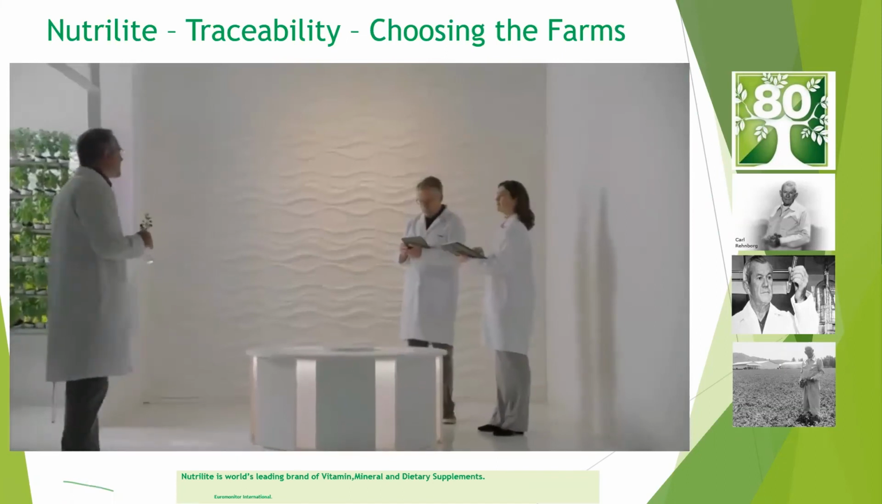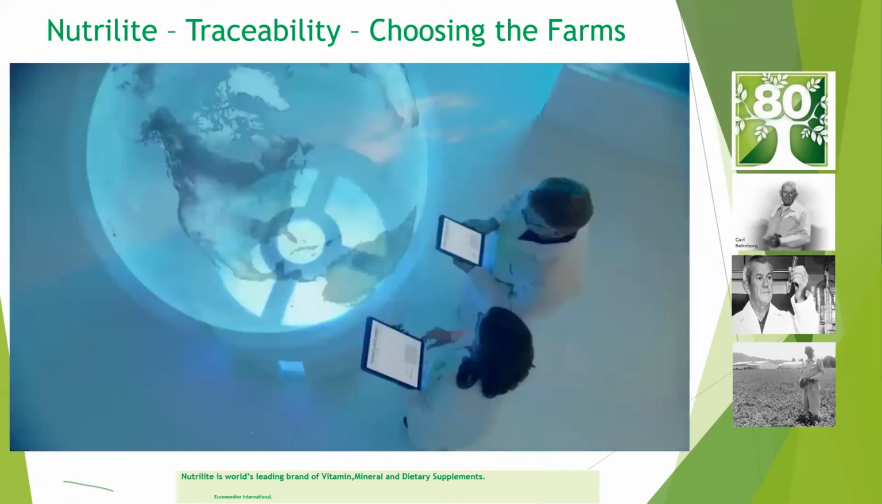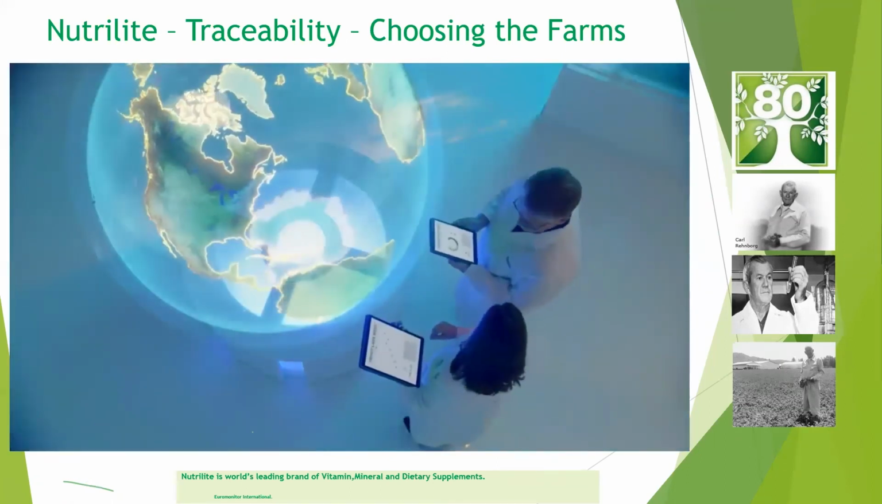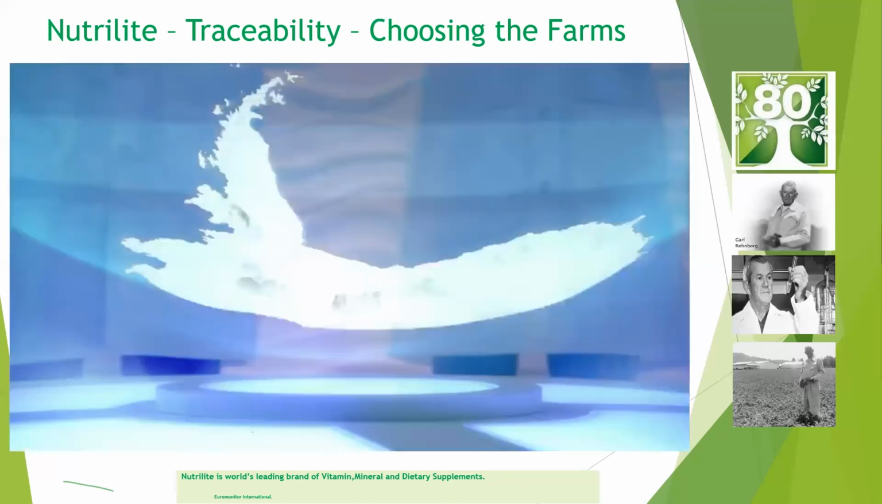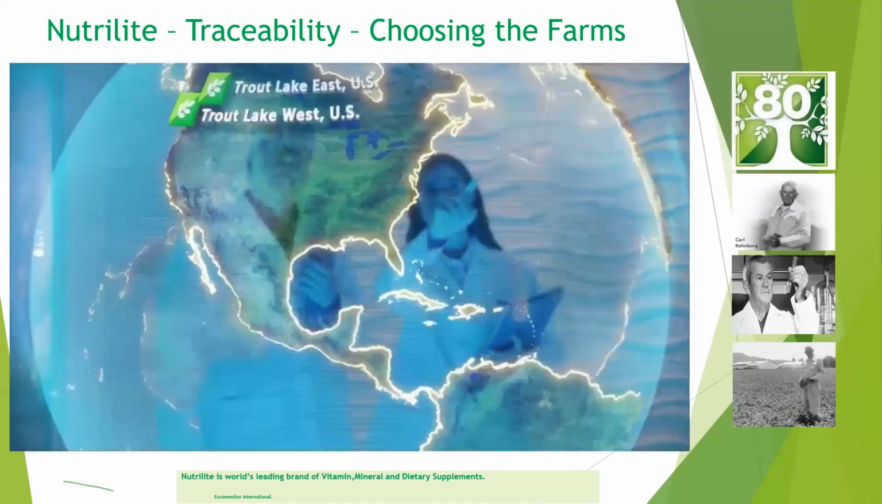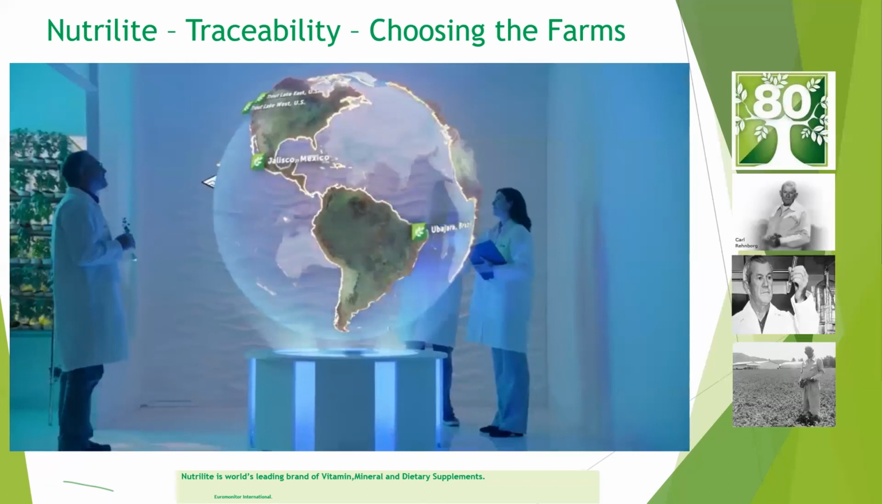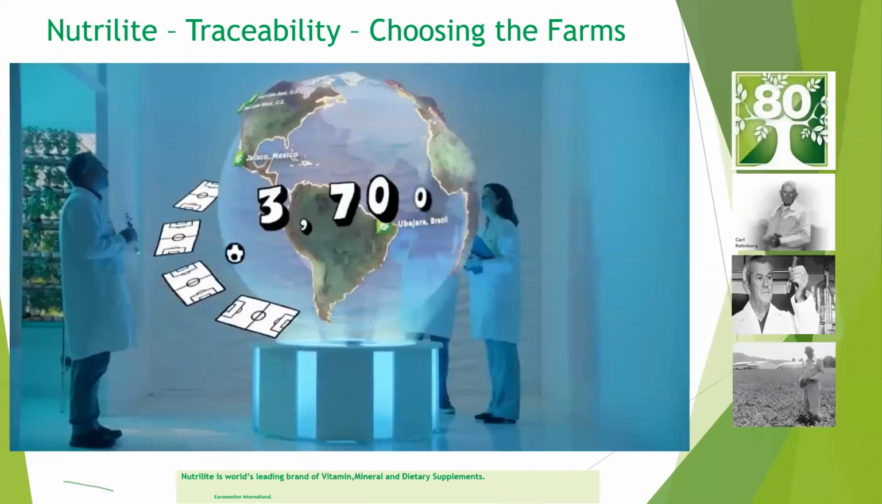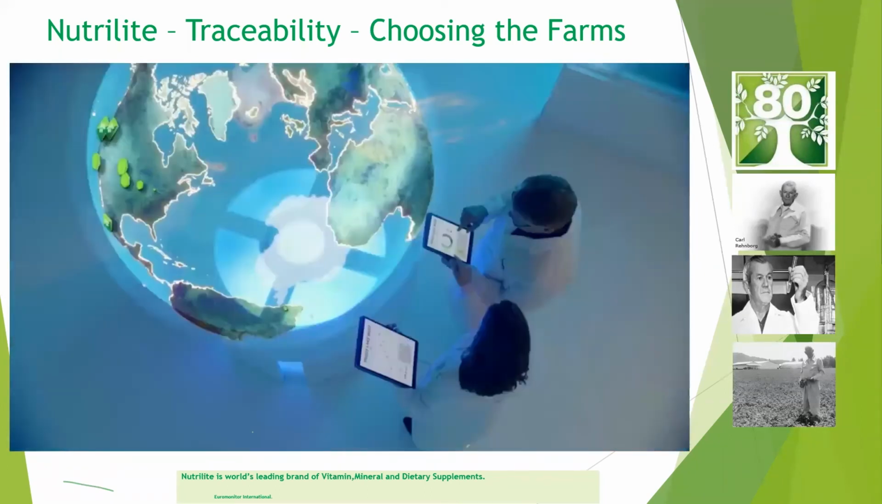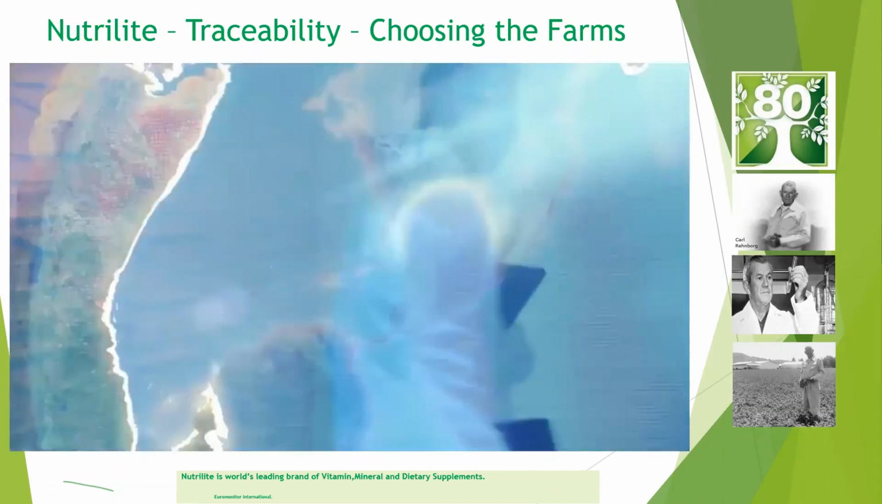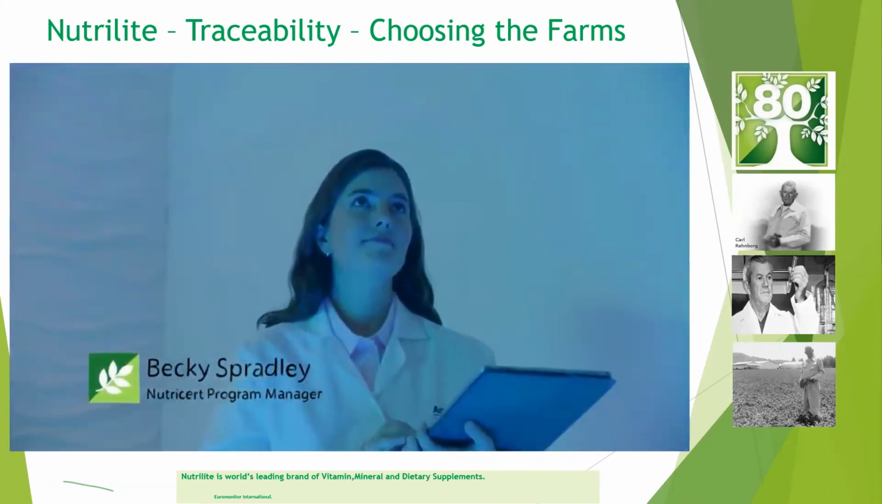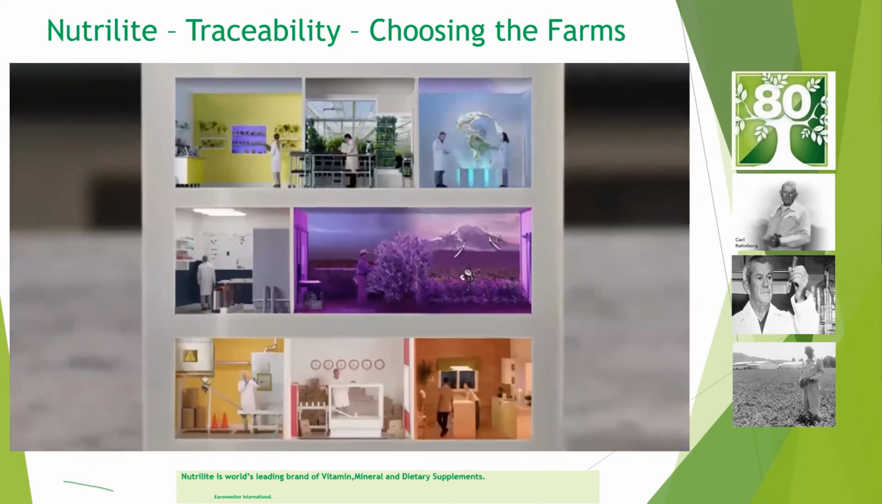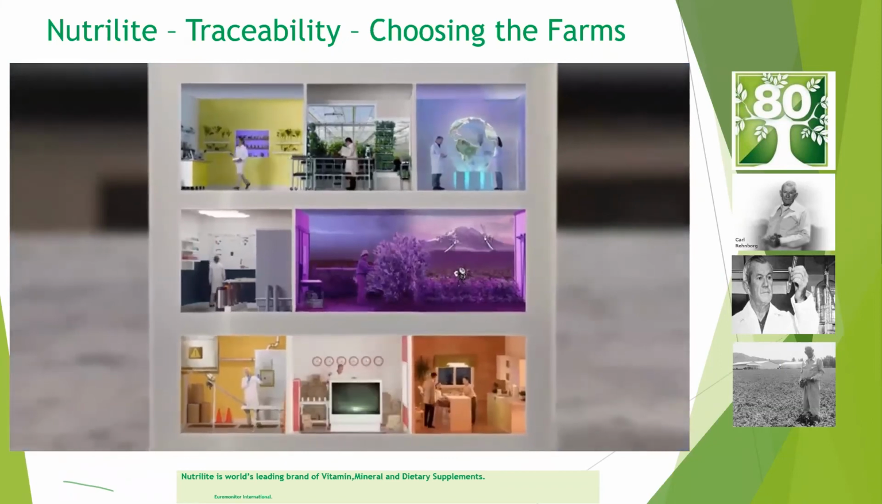Imagine a supplement company so dedicated to effective ingredients that it searches the globe to find the best farms from every continent, except Antarctica. Sorry, Antarctica. Imagine that company owning nearly 6,000 acres of organic farmland, the equivalent of 3,700 soccer fields, and certifying nearly an additional 100 partner farms across the globe. This is the world you don't have to imagine. This is the real world of Nutrilite traceability.